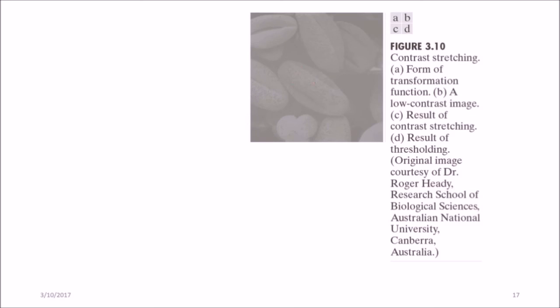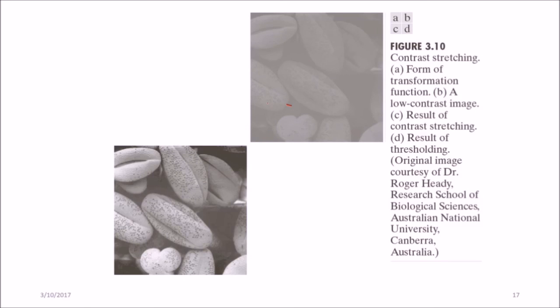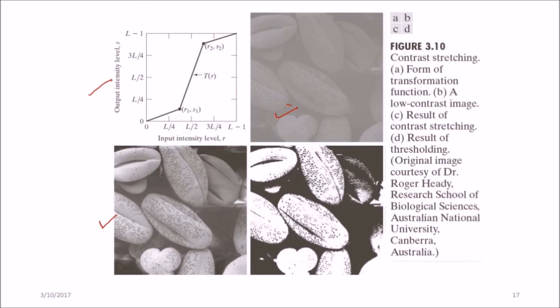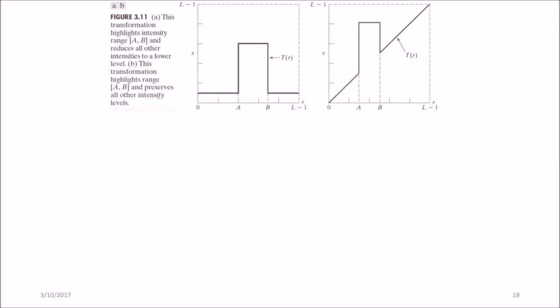See this image. This is a very low contrast image. When we perform the contrast stretching, that means this is a transformation function. We have a low contrast image and this is the result of contrast stretching. And we will also see the result of thresholding, where we have only kept values above some threshold. We leave these values and take only the higher values. There are two examples for you.